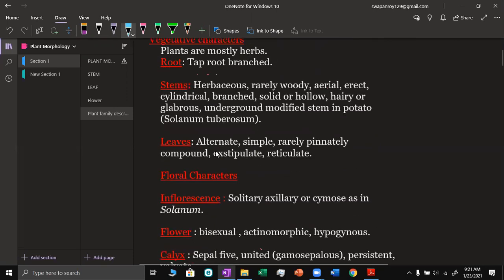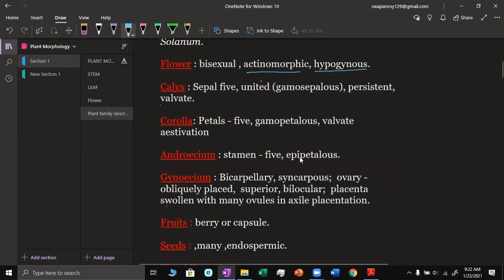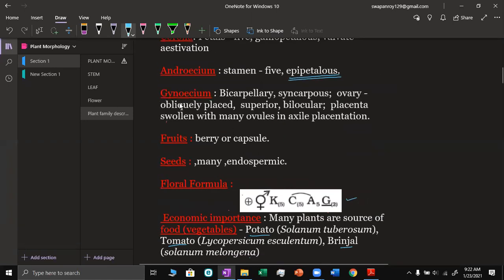In this family, the important characters of Solanaceae are as follows. Flowers are usually solitary, that is a single flower appears like a petunia, or in a cymose inflorescence. The flower is hypogynous and actinomorphic. Corolla 5, calyx 5, sepals 5. The androecium is epipetalous, which is important. In the gynoecium, the ovary is obliquely placed and the placenta is swollen. These are important.